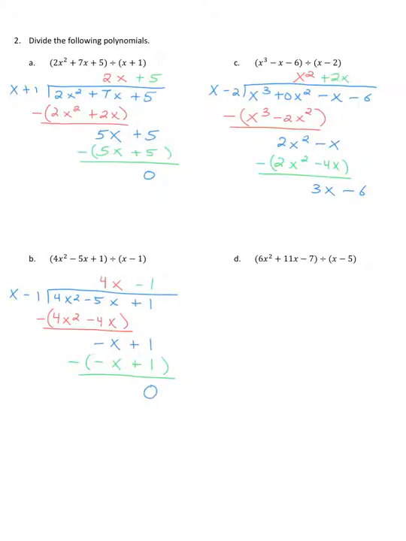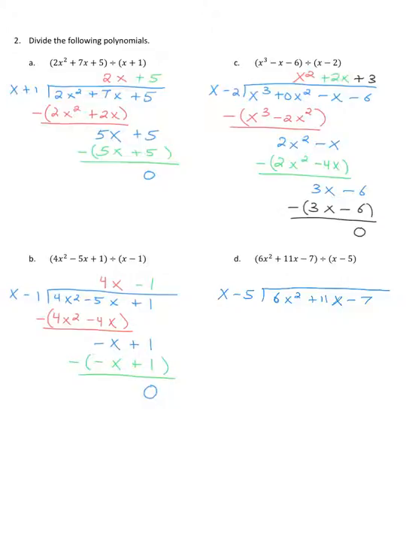Okay, I now want to cancel a 3x, which means I must multiply this x by 3. Okay, so I'll put plus 3 at the end. When multiplied to x minus 2, I get 3x minus 6. Just like in the previous problems, when I subtract these, since they're exactly the same, it gives you a remainder of 0. All right, last one. I want to divide x minus 5 into 6x squared plus 11x minus 7.